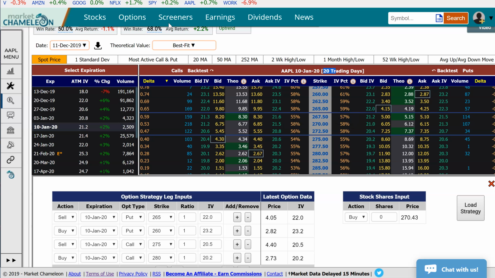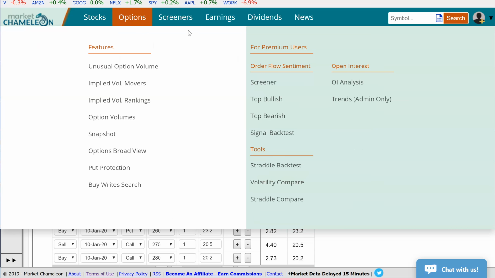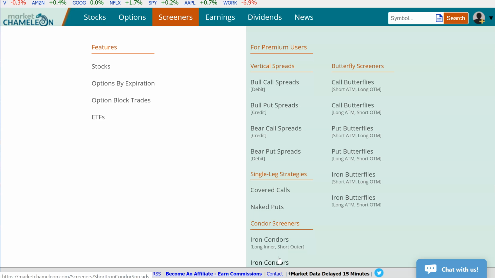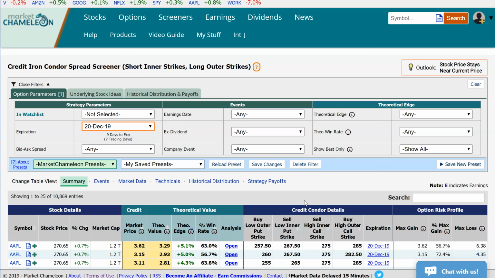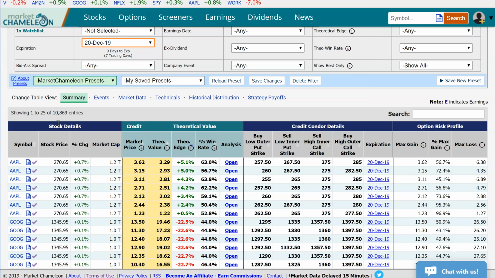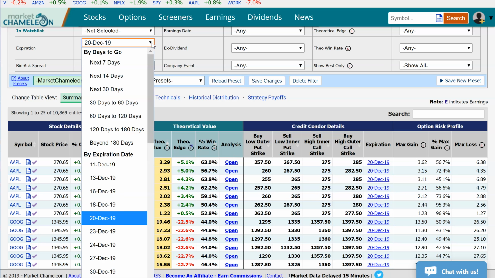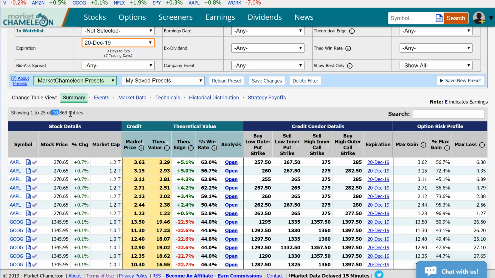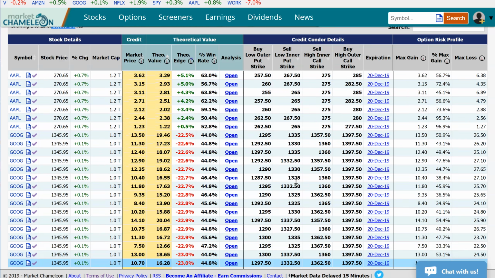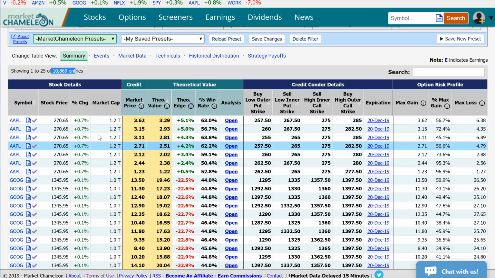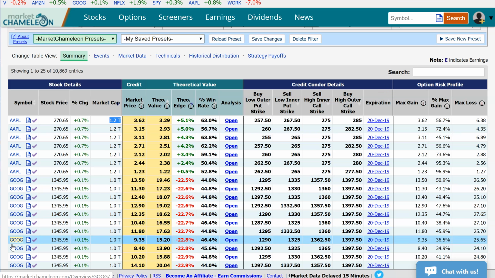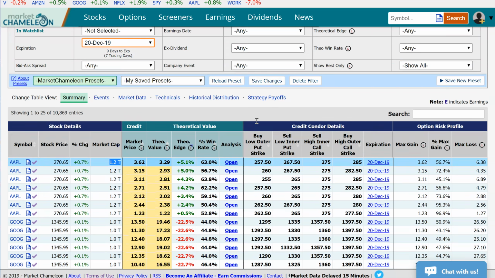So let's go to our scanner here, and I'm going to go to the Iron Condor we picked. These are all the Iron Condors scanned for this month, December 20th, the current month. So you can see there's 10,869 different Iron Condors, and I just have it sorted by the stock's market cap. So you see Apple's popping up, Google, there's a bunch of them right now.